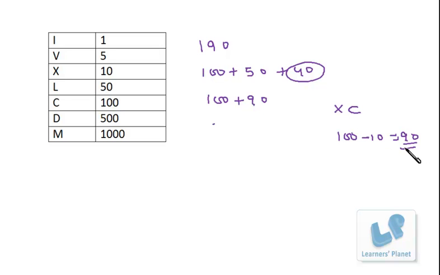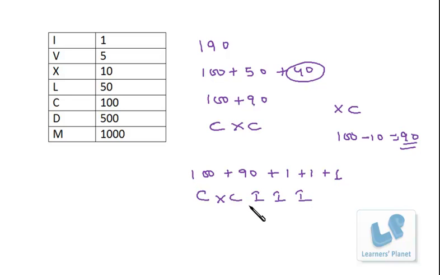So the same symbolic representation of 90 I'll put over here. Now what 100 is? It's C, and what 90 is? It's XC. Okay. Similarly, if I wish to write 193, so it's 100 plus 90 plus 1 plus 1 plus 1. So it's C, then XC, then III.